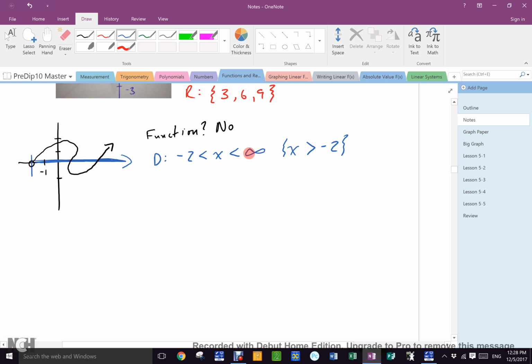How would I write this in interval notation? What's the lowest x value I can have? -2. What kind of bracket? Round, comma, infinity, with what kind of bracket? Square bracket? We would equal infinity. Round. Well, after infinity, it's round.